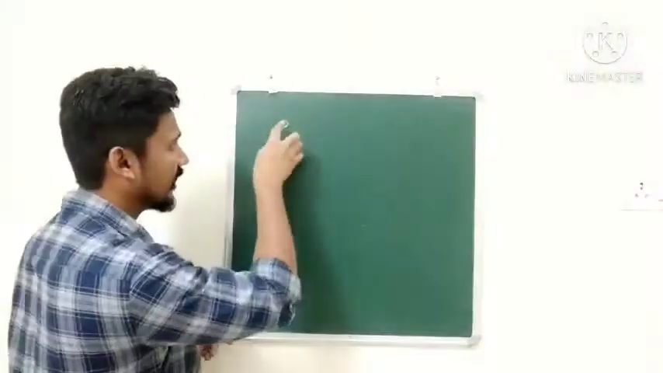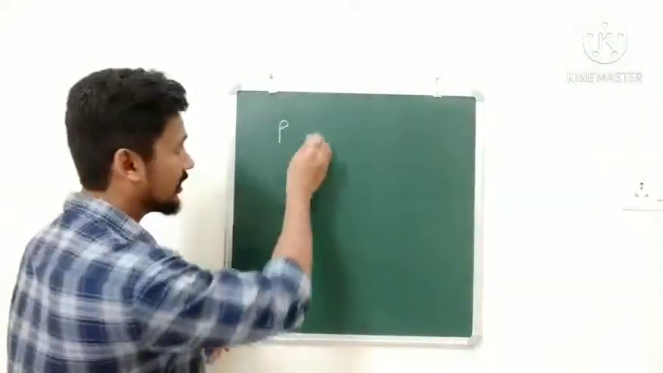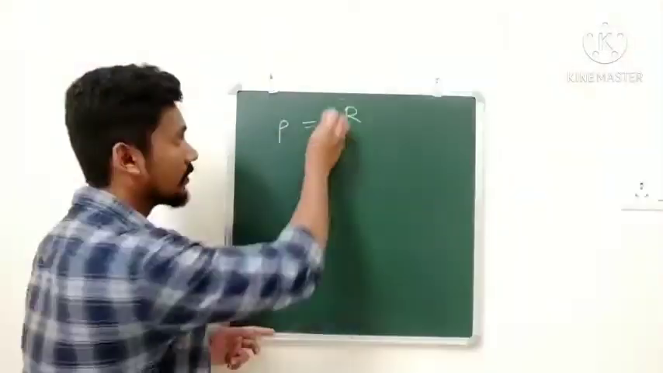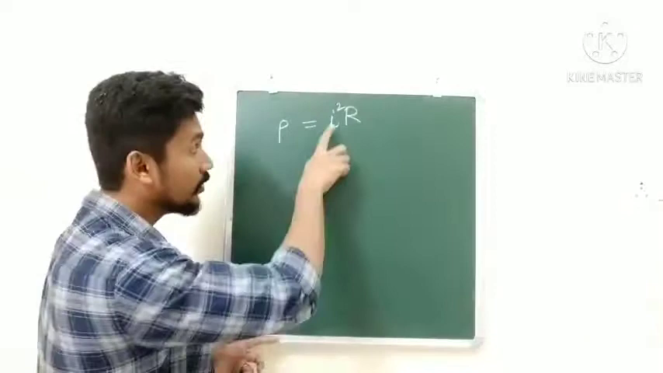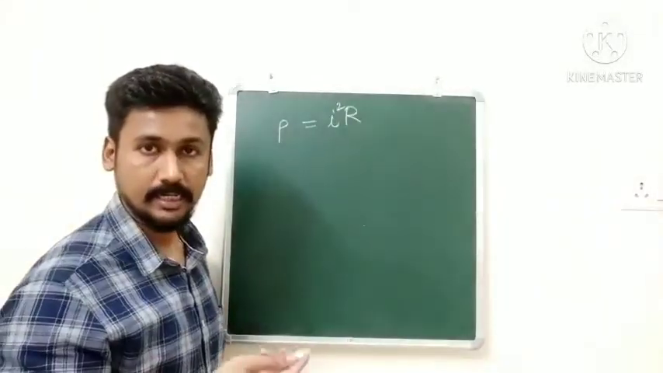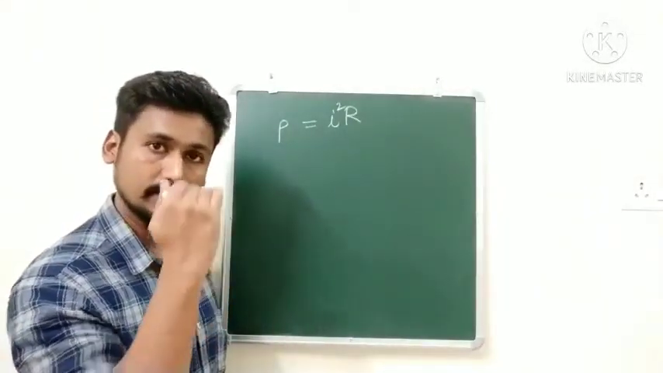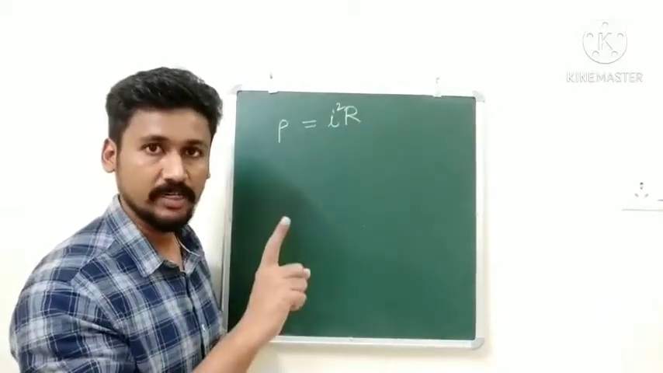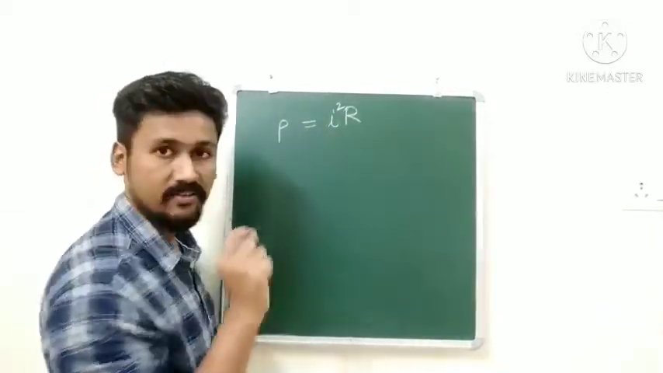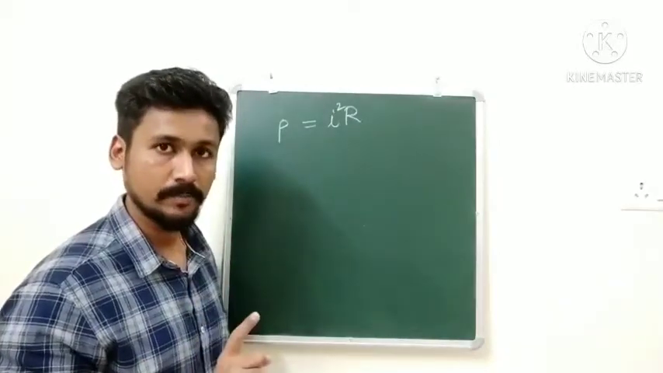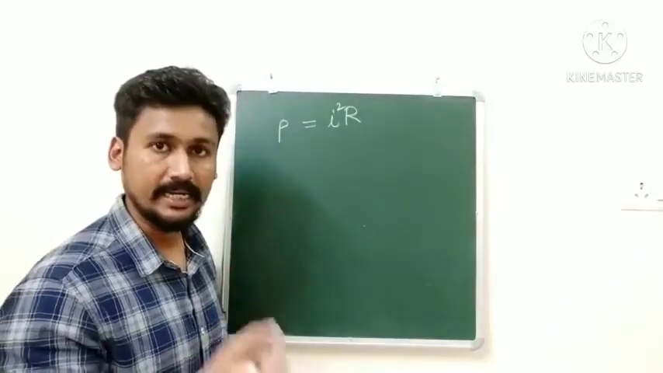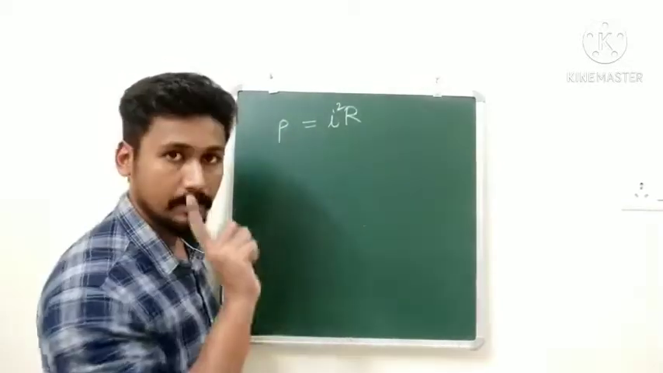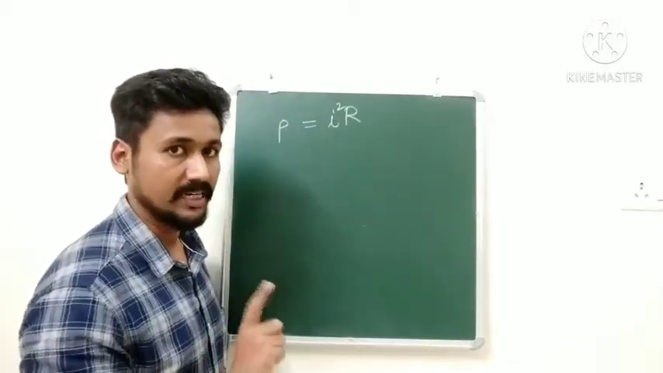The power, once again, will be represented by the small case p. Power is given by I square into R, right? And because it is the square of the current, the square of 1 and the square of minus 1 are both 1. So because of this square factor, power is not zero. That is why in our houses we get an electricity bill, because we are consuming power. So don't get confused by that fact.